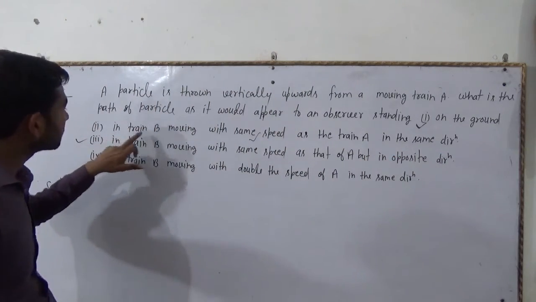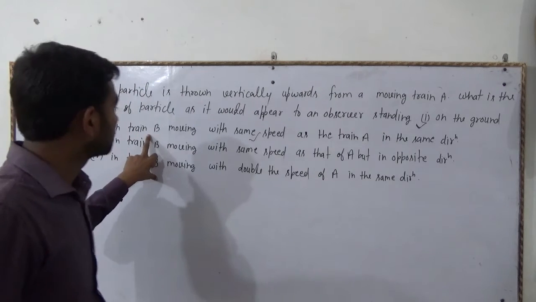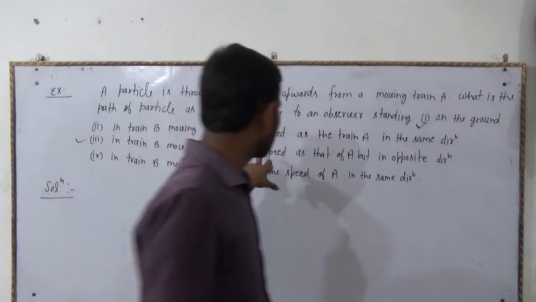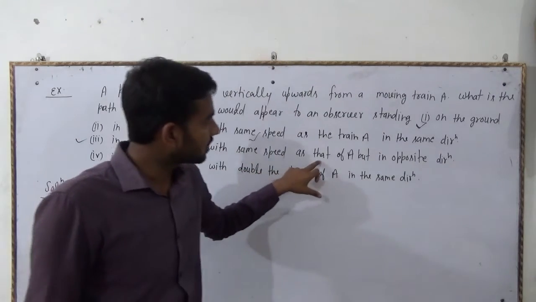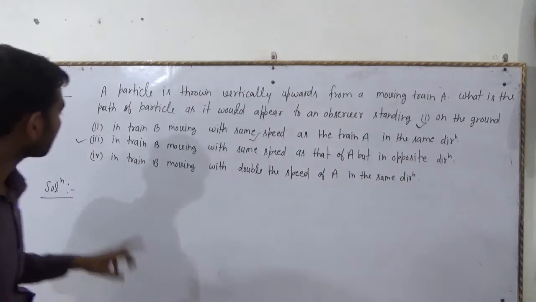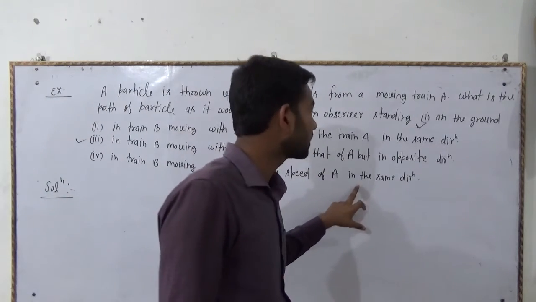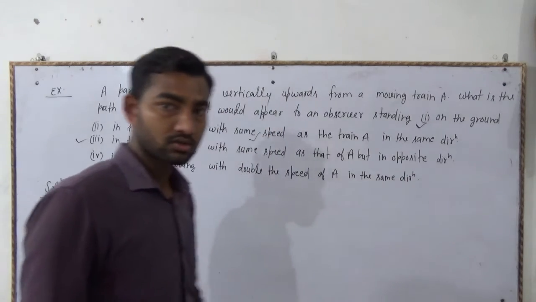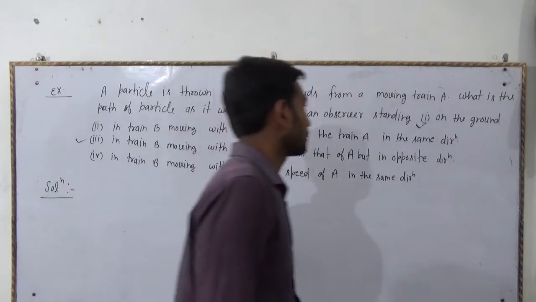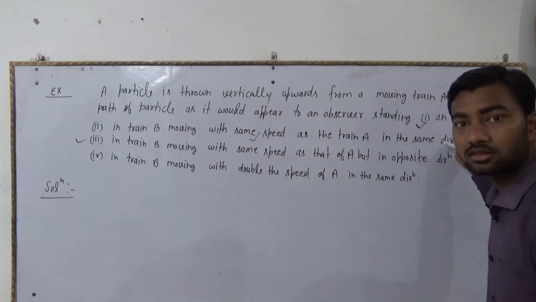Attention please, here another train B has been considered also. The next condition is in train B moving with the same speed as that of A but in the opposite direction. And the last condition is in train B moving with double the speed of A in the same direction. So now we will see the solution of this problem.